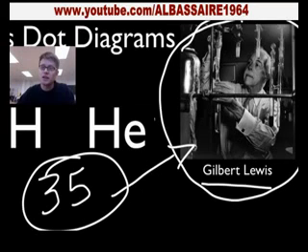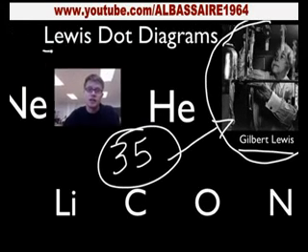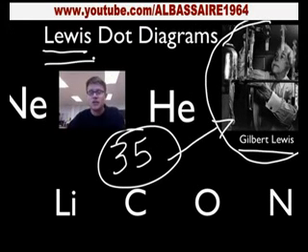Some scientists think that Gilbert did himself in with a little bit of cyanide in his office after meeting with one of his co-workers who had actually just received a Nobel Prize. So kind of sad, but his legacy, the Lewis dot diagram, lives on in chemistry students from here until the end of time. So I hope that's helpful.